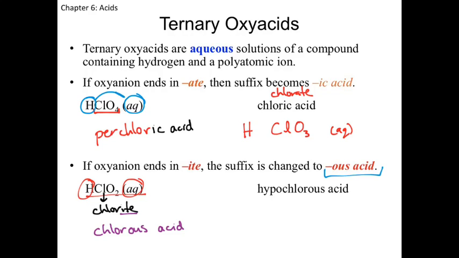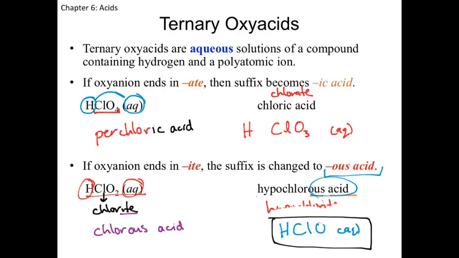Last one, we've got hypochlorous acid. So the ous means that our polyatomic ion name was hypochlorite. Hypochlorite has the formula ClO minus. Because I have this acid name, I know I'm looking at an aqueous situation, and I know I have a hydrogen that has a +1 charge. Hydrogen plus and the hypochlorite minus, those charges cancel, so I can now just erase my charges, and I end up with my final formula, HClO aqueous.